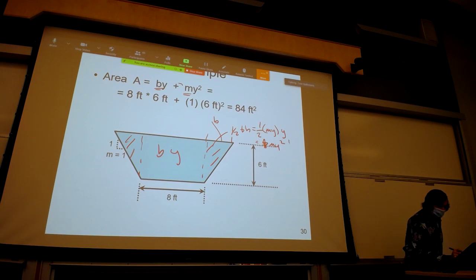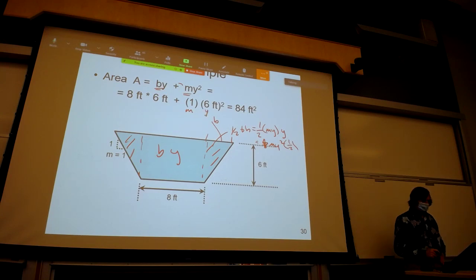It is 1/2 over here, and there's 2 of them. Okay, don't get tripped up on this one. So that area is 8 foot times 6 foot. That's the rectangle. M is here, y is here, and that gives us 84 square feet.